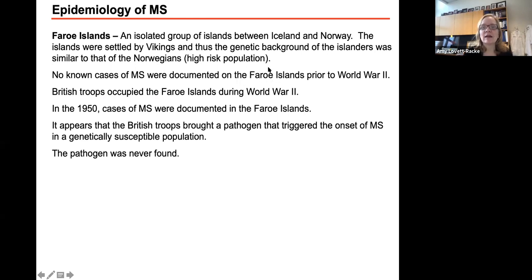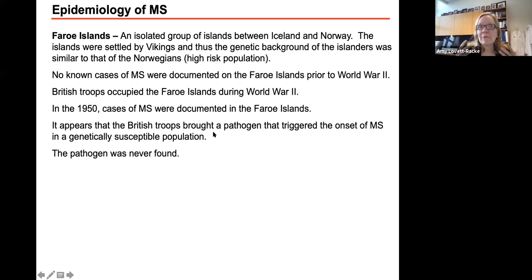And again, this was a very isolated set of islands prior to World War II. But during World War II, British soldiers came and occupied the Faroe Islands. And after the war, they left. In 1950, the first case of MS was documented in the Faroe Islands. So about 5 years after the soldiers had left. It was a lot of work.